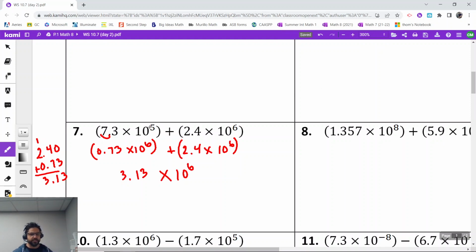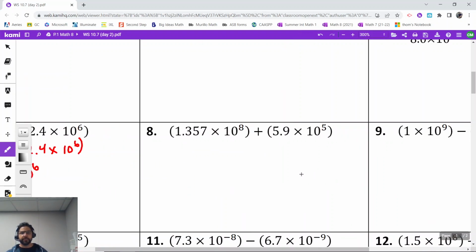Now, when you only have to move it one space, a little bit easier, but look at number 8. Number 8, you have an exponent of 8 and an exponent of 5, which means in order to change this exponent of 5 into an exponent of 8, then we're going to have to move our decimal 3 spaces. So let's see, 1, 2, 3. And if you notice, we've got extra zeros there. So that's really going to be a 0.0059. And now it's going to be a 10 to the 8th power. It looks like it's an addition problem.